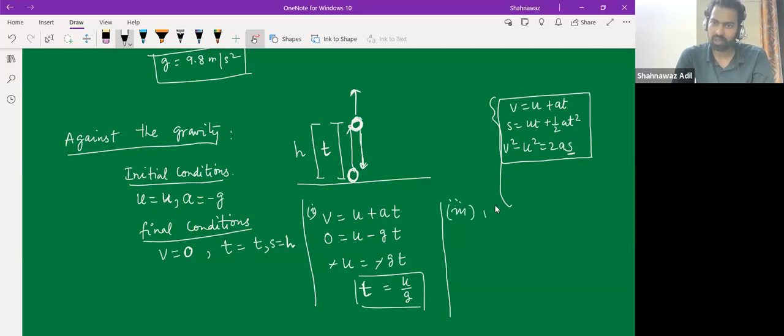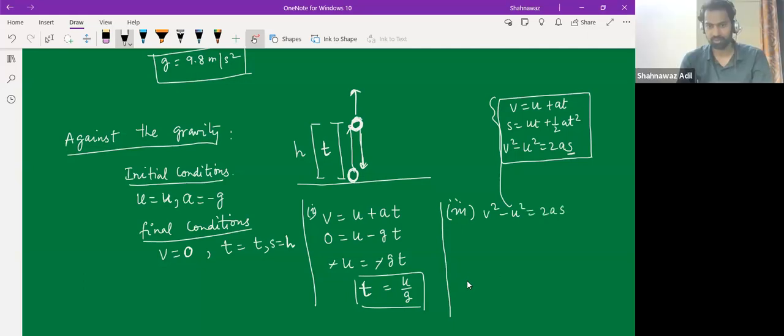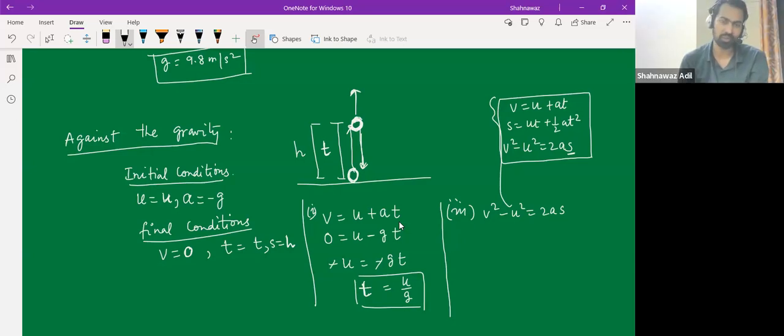So the first equation can only be used to find the time. Let's say that the time is given, and they want us to calculate with how much speed you have just thrown that object. So let's say the question is like this: a body is thrown upwards, and it reaches the maximum height in 5 seconds. Calculate the initial speed that it was thrown. So this could be the question, right?